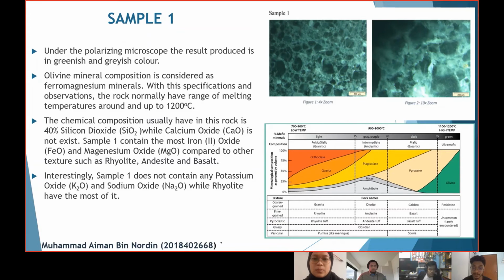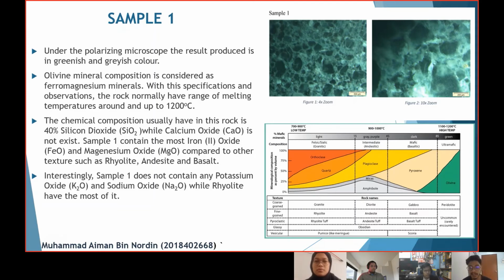exist. Sample 1 contains the most iron(III) oxide and magnesium oxide compared to the other textures such as rhyolite, andesite, and basalt. Interestingly, sample 1 does not contain any potassium oxide and sodium oxide, while rhyolite has the most of it.